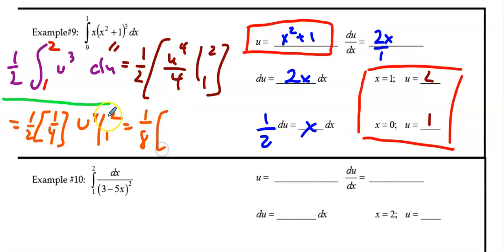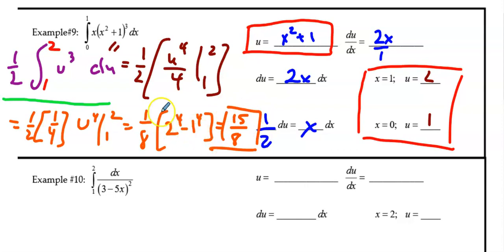I'm now going to plug in 2. I'm going to get 2 to the 4th minus 1 to the 4th. So f of b minus f of a goes back to the fundamental theorem of calculus. So 2 to the fourth is going to be 16, minus 1 to the fourth is 15, so I get 15 over 8. And so this answer is 15 over 8.